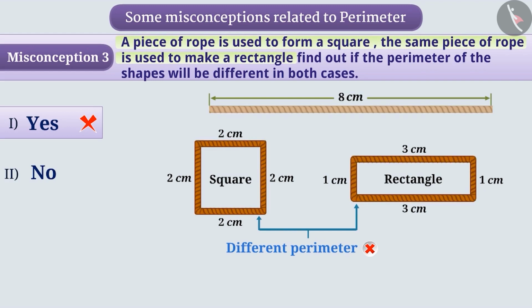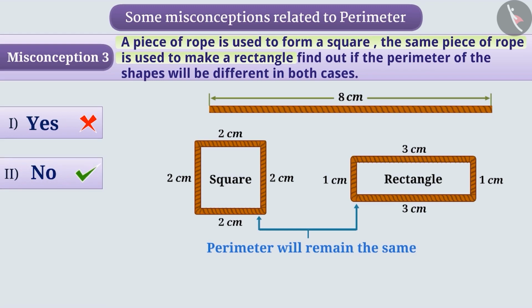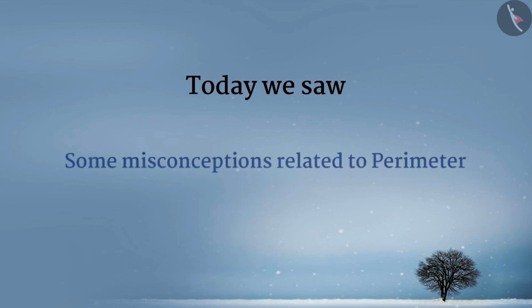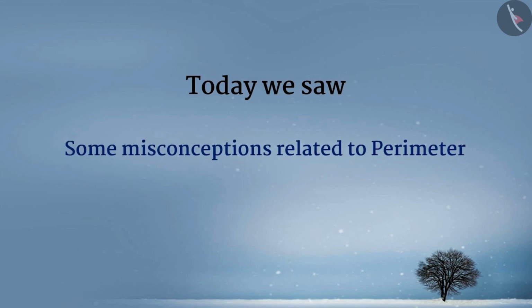Since the same rope has been used in both cases and there has been no change in the length of the rope, therefore, the perimeter of both shapes will remain the same. Thus, option 2 will be the correct answer. Today we saw misconceptions related to perimeter.